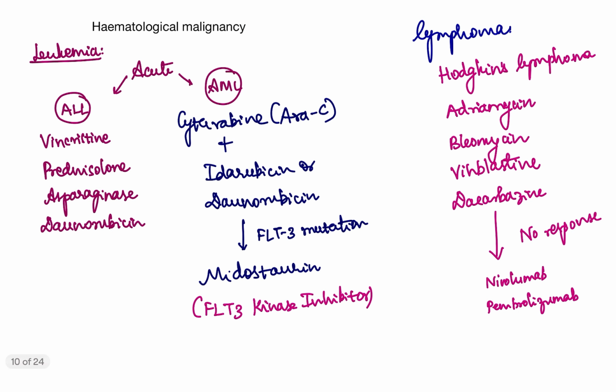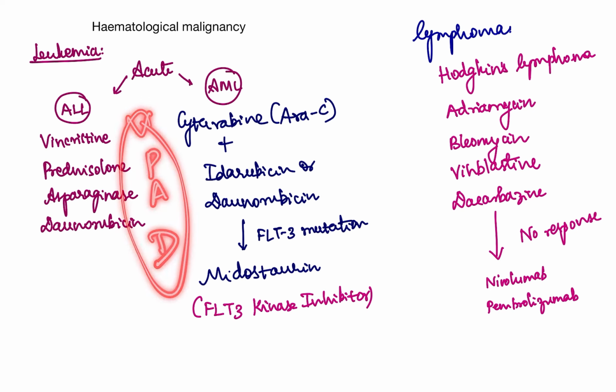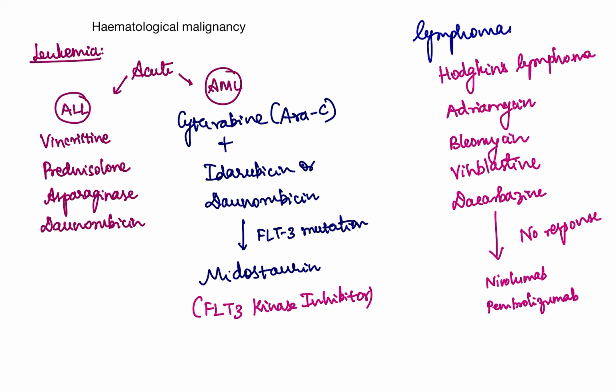The next is hematological malignancy. For leukemias, especially acute leukemias, for ALL, give vincristine, prednisolone, asparaginase, and daunorubicin. So VPAD. So for ALL, what is the regimen that you give? Vincristine, prednisolone, asparaginase, and daunorubicin. For AML, give cytarabine plus idarubicin or daunorubicin. If the patient has got FLT3 mutation, midostaurin. Midostaurin because it is an FLT3 kinase inhibitor.